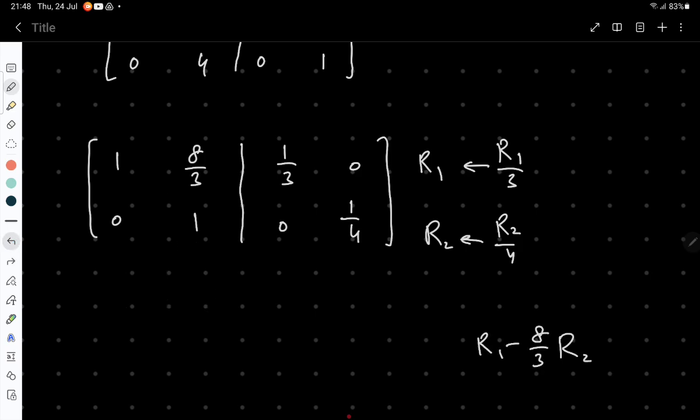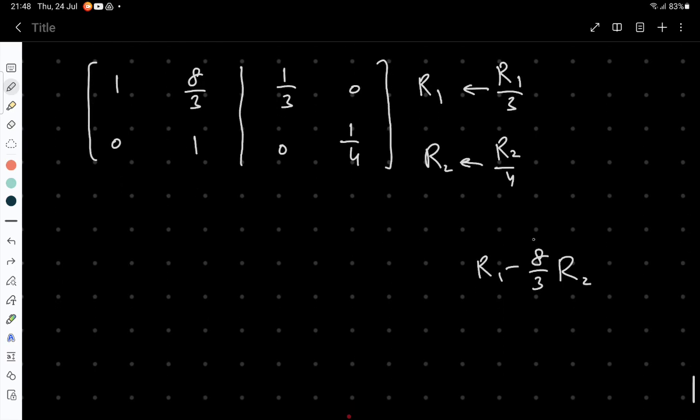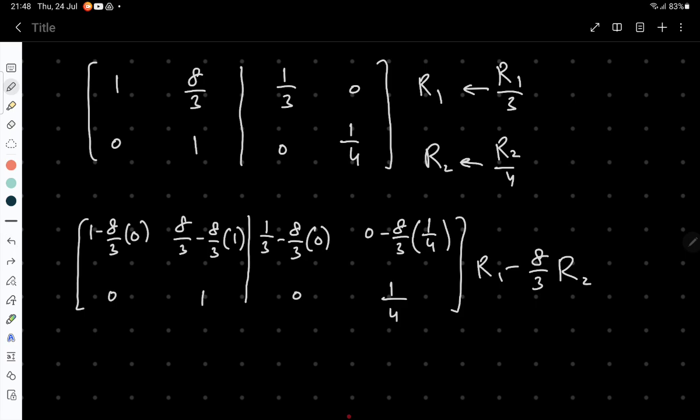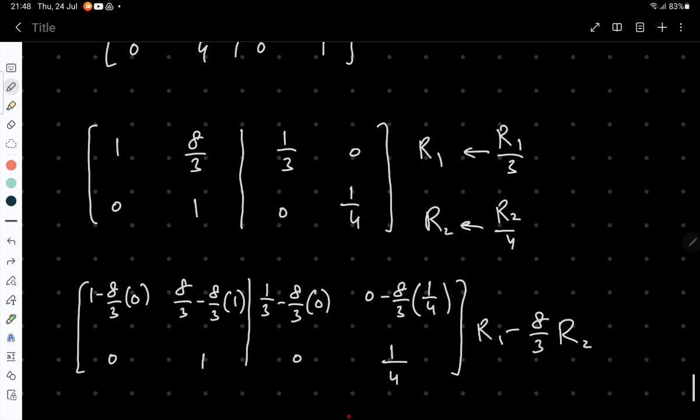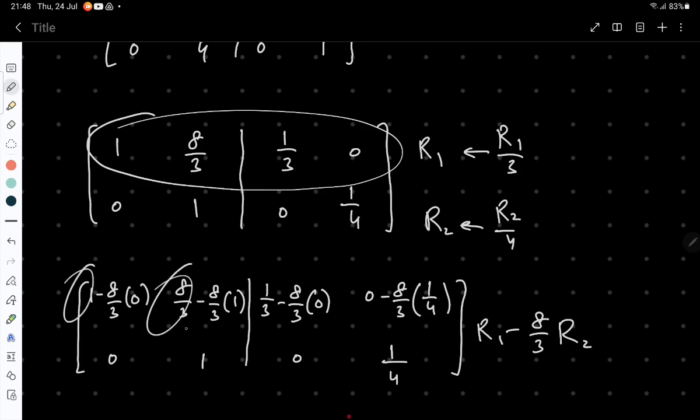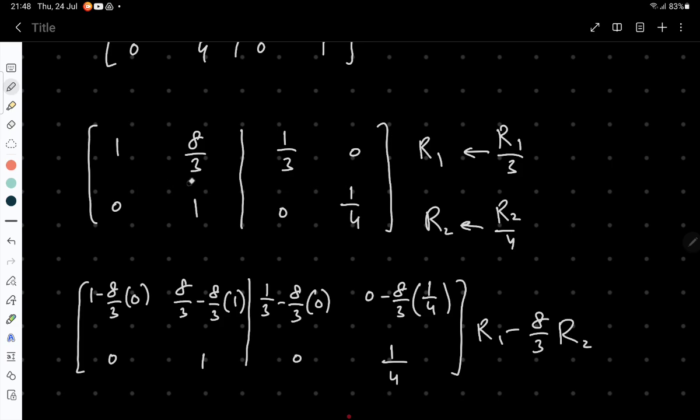This means R1 minus 8 by 3 R2. So this operation I will perform, this one. So if I perform this operation, I will get this. You can check R1 minus 8 by 3. So R1 is 1, 8 by 3, 1 by 3, 0. This is R1. You can check.